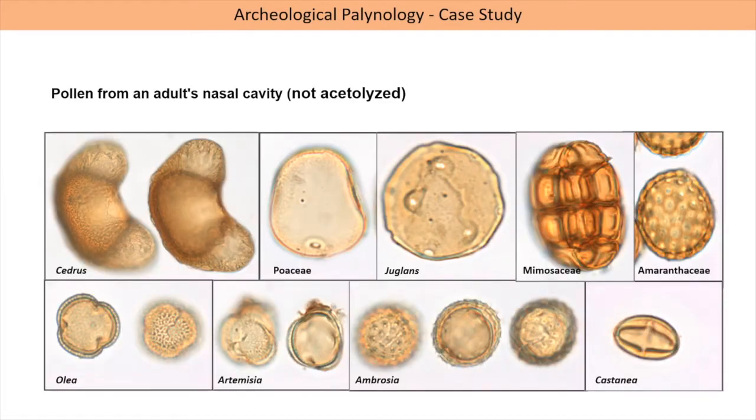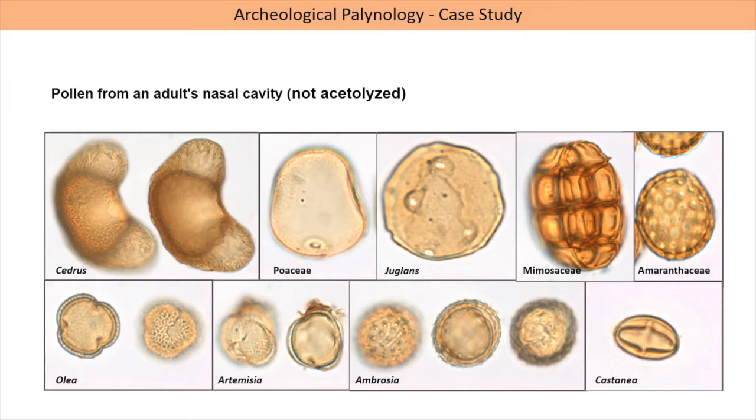Here you can see another example of pollen grains found in the adult's nasal cavity after washing the material. Again, the pollen grain is light brown, it's not acetylized material, and the pollen grains are so far well preserved. Here are some examples we found, like Cedrus pollen grains, some Pinaceae pollen, Poaceae pollen grain, or Juglans pollen, so some wind-pollinated species.